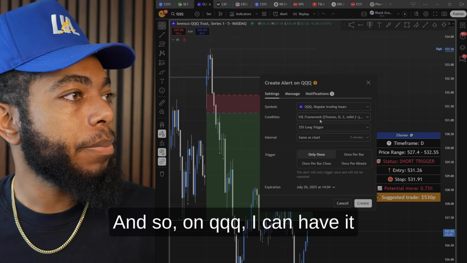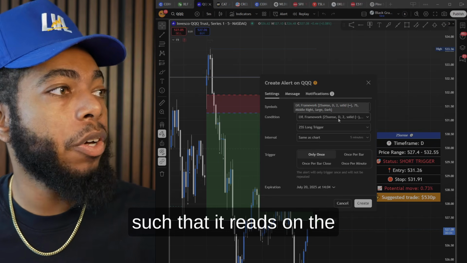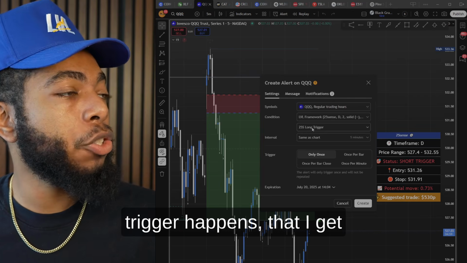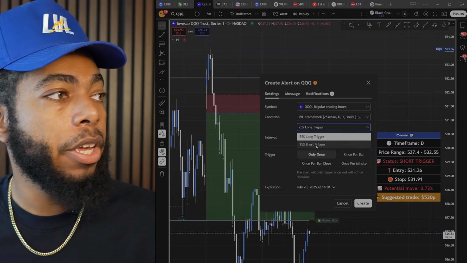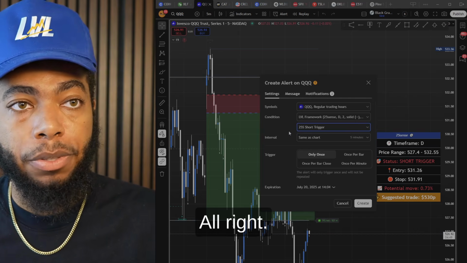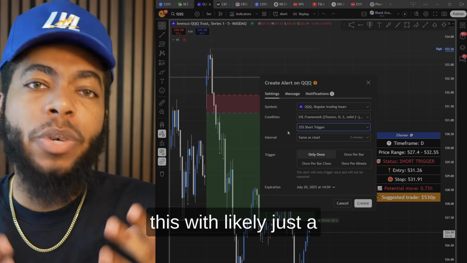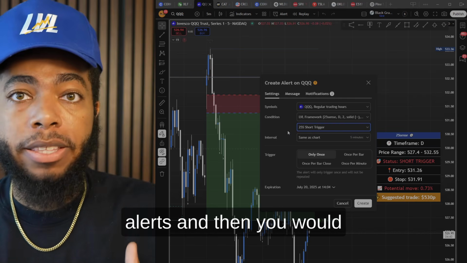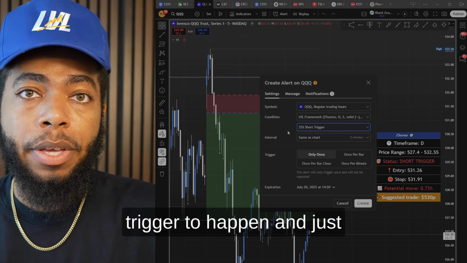And so on QQQ, I can have it such that it reads on the daily higher time frame candle that when a long trigger happens, I get notified every single time that occurs. And when a short trigger happens, I get notified when that occurs. All right. And so you can automate all of your trades by simply doing this with likely just a handful of stocks, maybe 5 to 10, where you would set these alerts. And then you would just wait for the trigger to happen and just follow through.